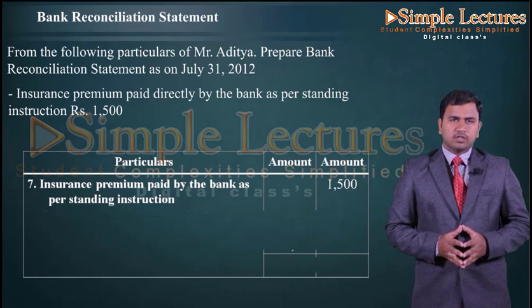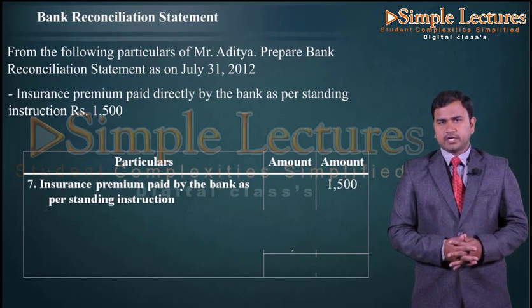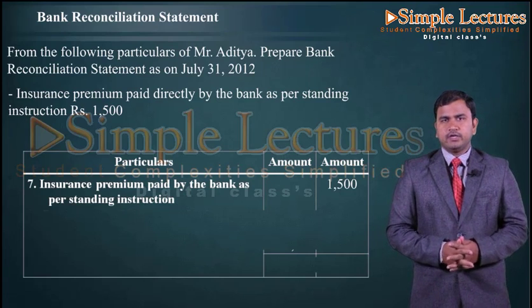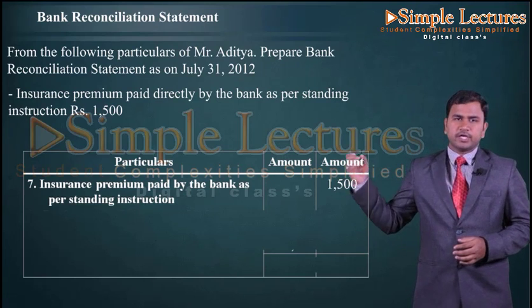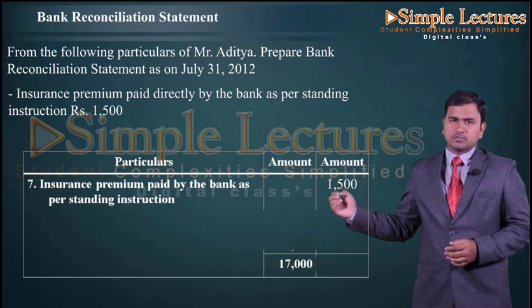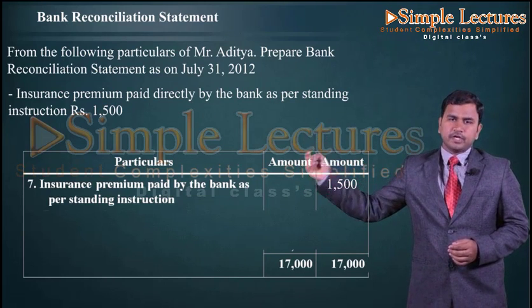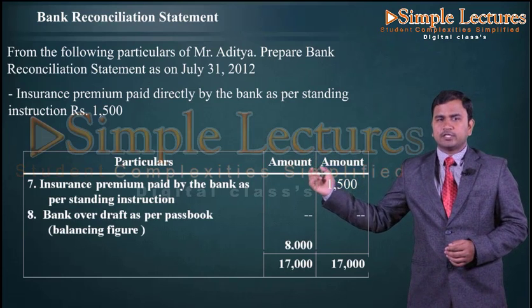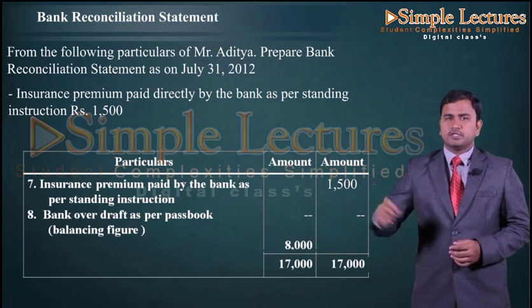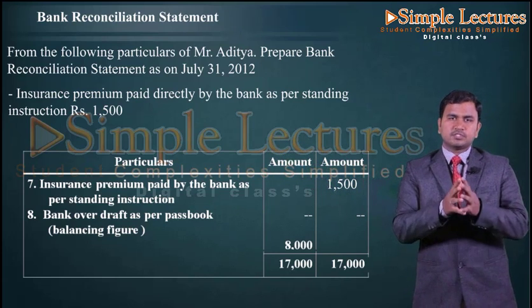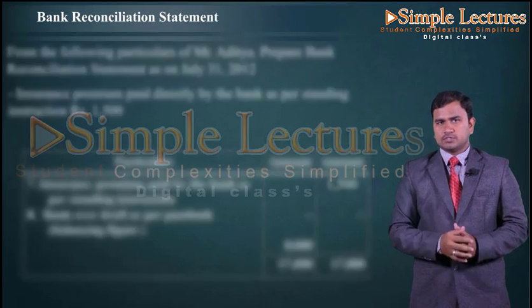After recording all the entries, we have to close the trial balance to find out the balance as per the passbook, where we have an excess total in the negative balance, which is 17,000. If we deduct the balance in the positive amount column, the balance will be 8,000, which is nothing but serial number 8, bank overdraft as per the passbook, which is the balancing figure, 8,000.